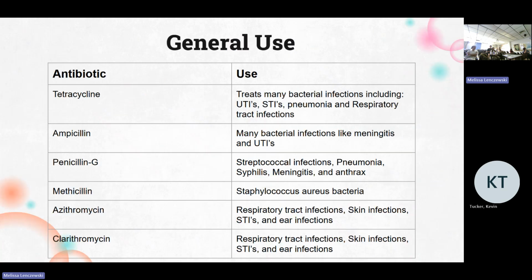So these are the general uses. The tetracycline treats many bacterial infections, including UTIs, STIs, pneumonia, and respiratory tract infections. The ampicillin, also many bacterial infections, including meningitis and UTIs. Penicillin G is for streptococcal infections, pneumonia, syphilis, meningitis, and anthrax. Methicillin focuses on Staphylococcus aureus bacteria. Azithromycin focuses on respiratory tract infections, skin infections, STIs, and ear infections. And then the clarithromycin focuses on respiratory tract infections, skin infections, STIs, and ear infections as well.